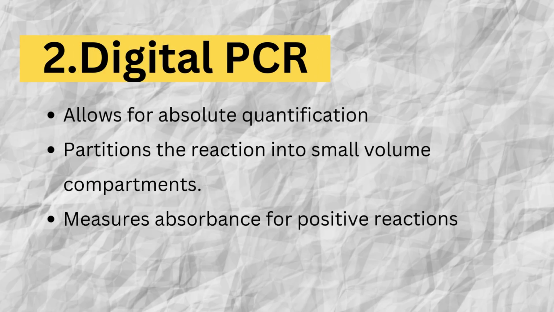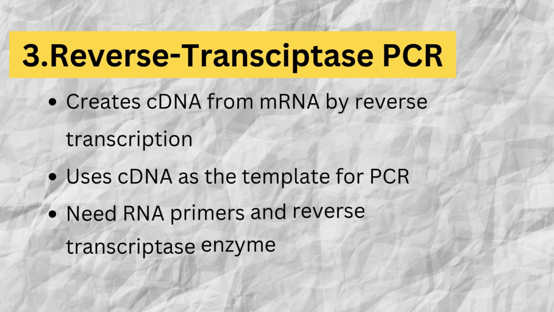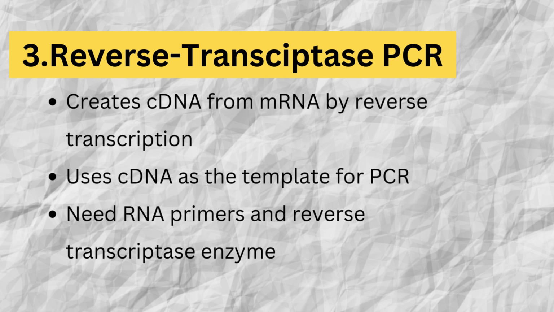Number 2. Digital PCR. Digital PCR allows absolute quantification through partitioning the reaction into multiple tiny volume compartments. After amplification, the fluorescence of each compartment is counted. 0 indicates negative reactions and 1 indicates positive reactions. The initial copy number and density of target DNA are calculated with Poisson statistics and the number of PCR positive reactions.